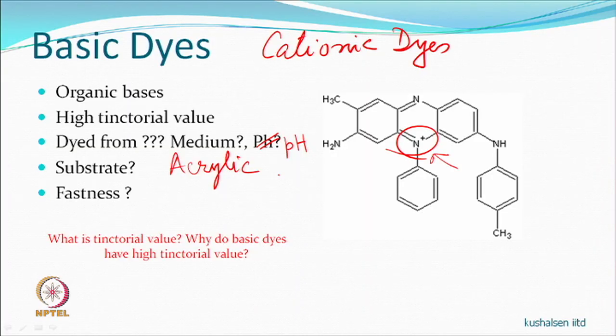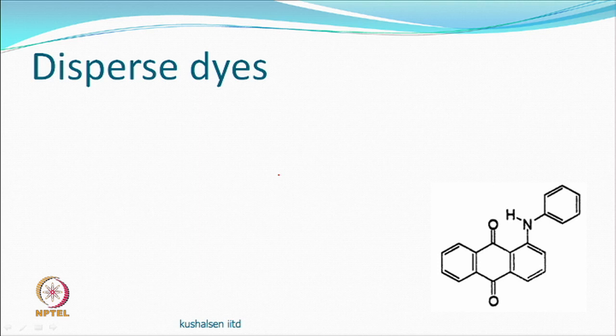So you may note down from somewhere what is called a tinctorial value, why the basic dyes have high tinctorial value, learn a little more about it and keep it in your notes. Dispersed dyes, as the name suggests, they are dispersed in solution, and so they are not water soluble. So compared to the previous one, this is the major difference that we see. And you can see in a dye molecular example that there is no solubilizing group.